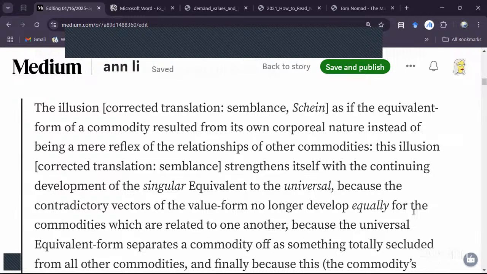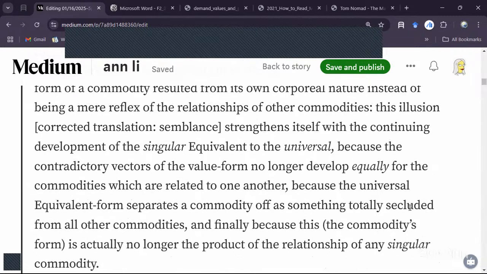a commodity resulted from its own corporeal nature instead of being a mere reflex of the relationship of other commodities. This illusion or semblance strengthens itself with the continuing development of the singular equivalent to the universal, because the contrary vectors of the value form no longer develop equally for the commodities which are related to one another, because the universal equivalent form separates a commodity off as something totally secluded from all other commodities. And finally, because this commodity form is actually no longer the product of the relationship of any singular commodity.